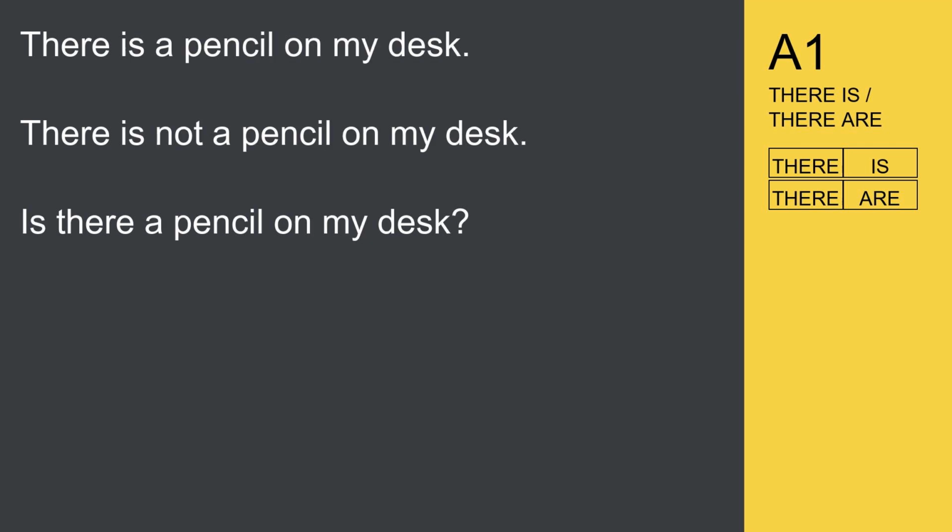There is a pencil on my desk. There is not a pencil on my desk. Is there a pencil on my desk?